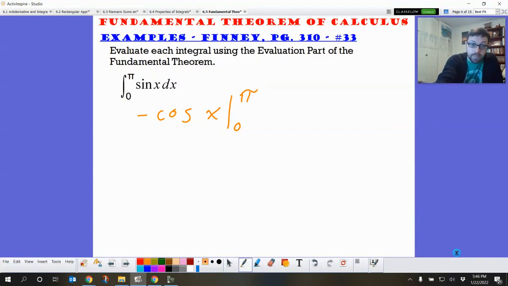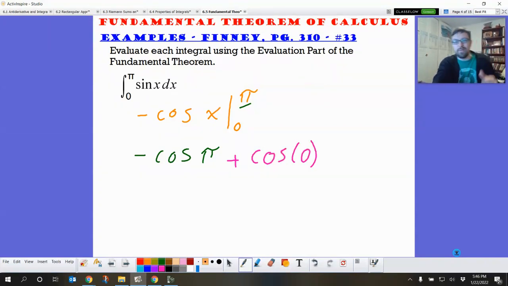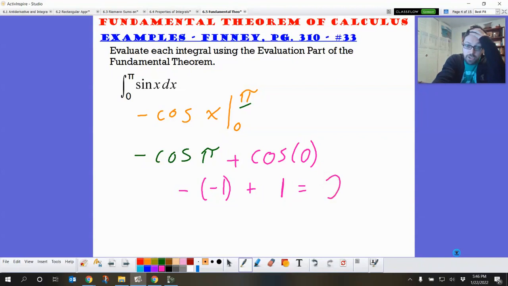And we're going from 0 to pi. So plug them in. I didn't do the plus c because it's a definite integral. So I do the top, cosine of pi, minus the bottom, so I'm just going to do plus cosine of 0, because cosine of 0 is 1, and the cosine of pi is negative 1. So that is 1 plus 1, that's 2.